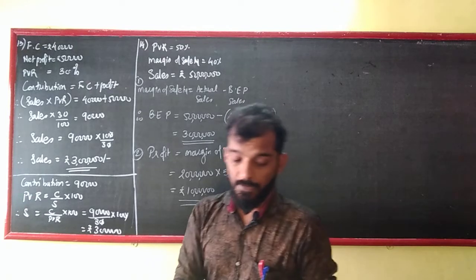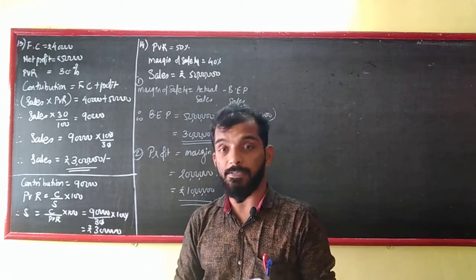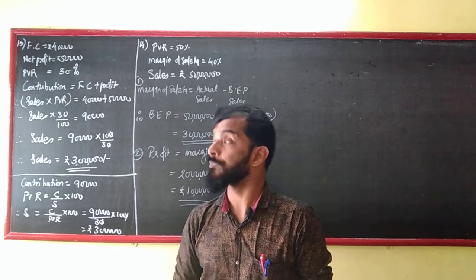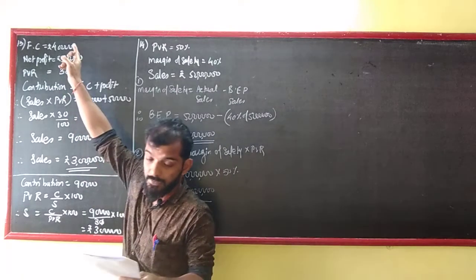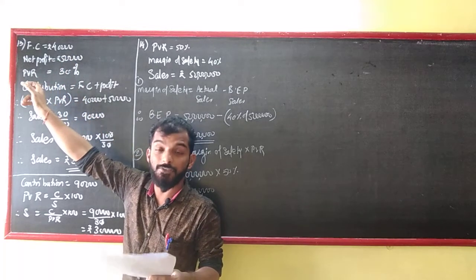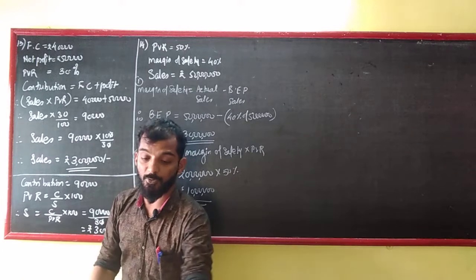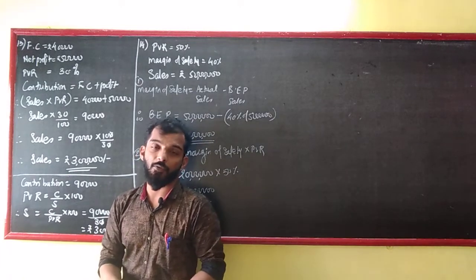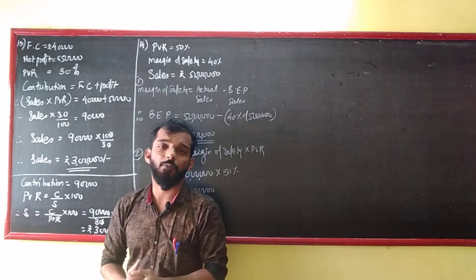Sum number 13. The cost accountant of X Limited furnishes you the following information. Fixed cost 40,000, net profit 50,000, PVR 30%. What is the amount of sales during the year? Okay, no problem. What is the formula for contribution?